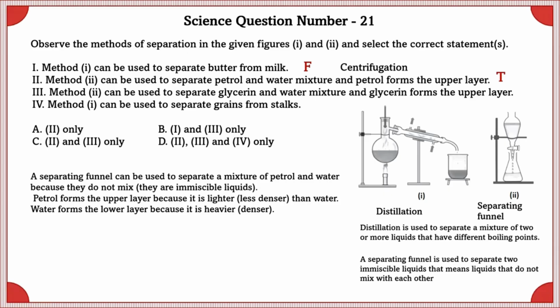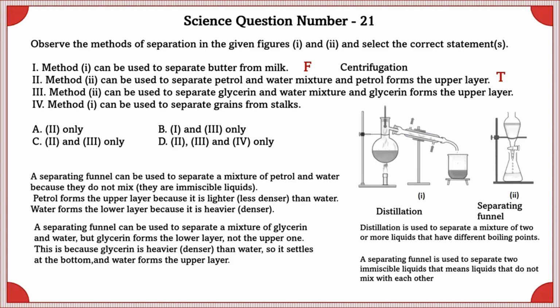Method 2 can be used to separate glycerin and water mixture, and glycerin forms the upper layer. A separating funnel can be used to separate a mixture of glycerin and water, but glycerin forms the lower layer, not the upper one. This is because glycerin is heavier than water, so it settles at the bottom and water forms the upper layer. So this is false. Fourth one, method 1 can be used to separate grains from stalk. This is false because the method used to separate grains from stalk is threshing and not distillation.